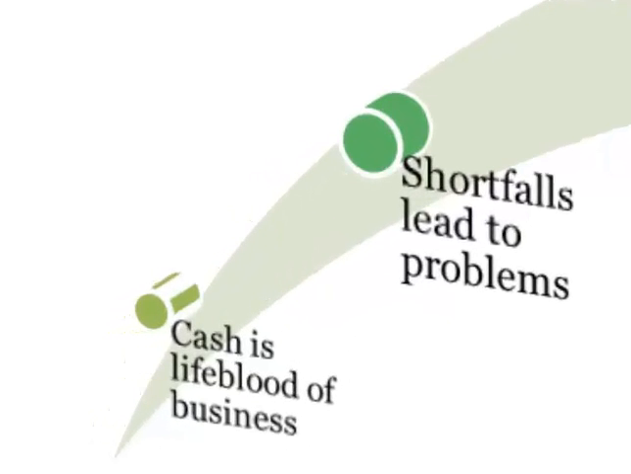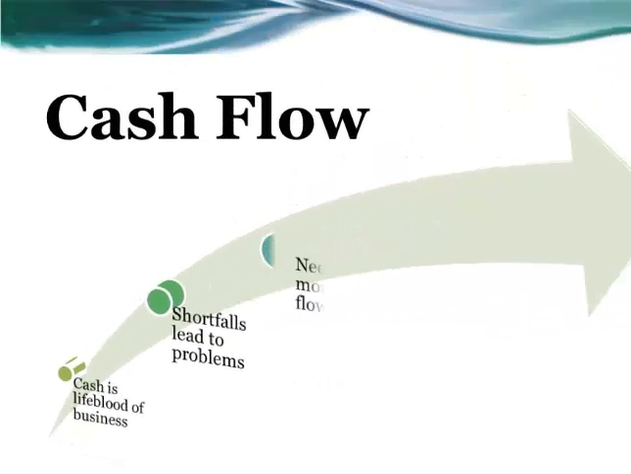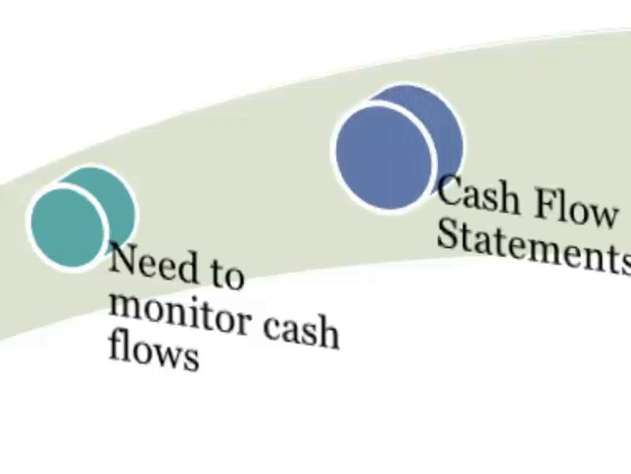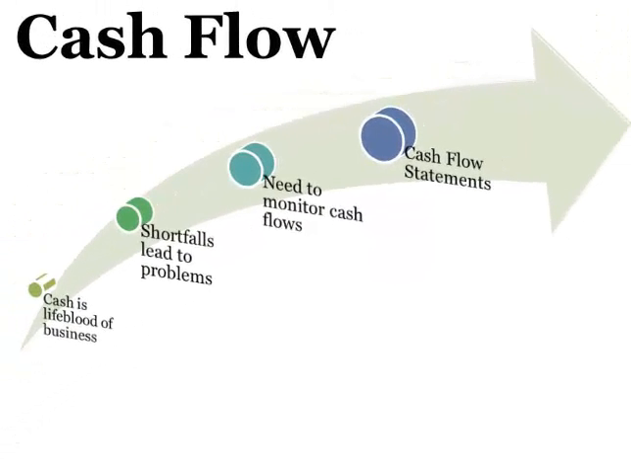Shortfalls can lead to cash flow problems and must be dealt with in the short term, otherwise the business can risk bankruptcy. Cash flows need to be monitored on a regular basis. Monthly basis would be preferable. In this instance, cash flow statements should be produced. Normally they're only produced every year, but they can be produced on a monthly basis to detail where the cash has been generated and spent. Now that information is really important.